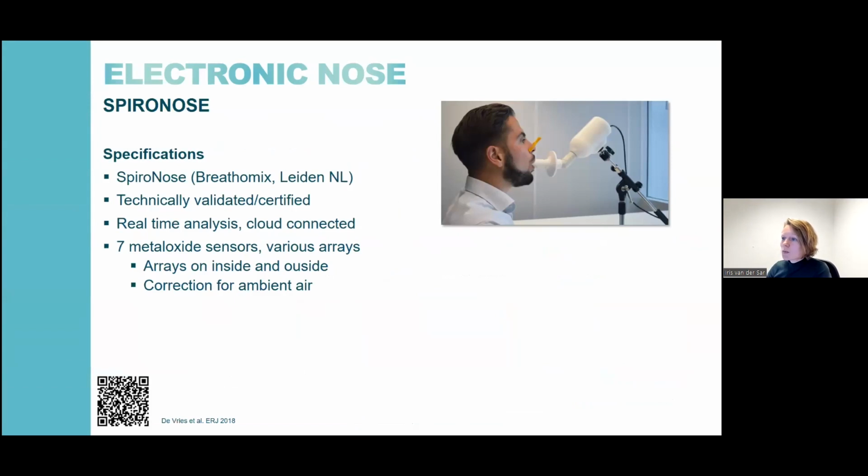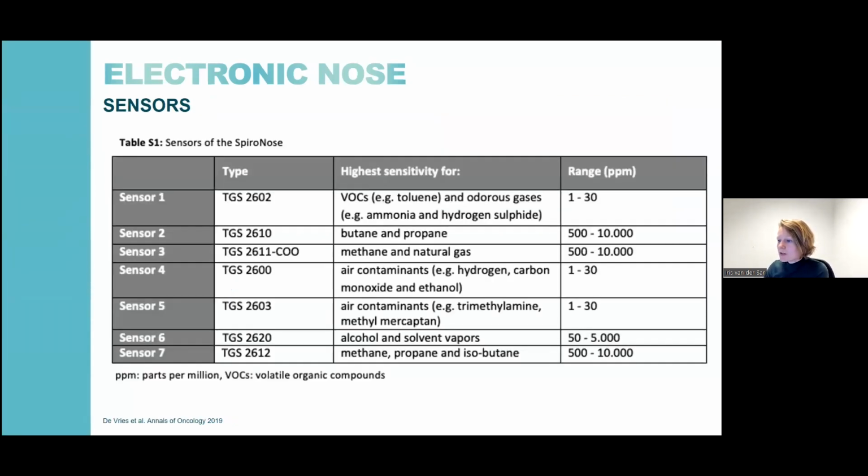So the electronic nose we use for research is a SpiroNose, which is manufactured in Leiden, here in the Netherlands, and is a technically validated and certified device. It's a real-time analysis tool. It's cloud connected, so it sends the data instantly and can provide results instantly. It contains 7 metal oxide sensor types in various arrays, and the arrays are present on the inside and the outside of the device, so it enables the correction for ambient air. Here you see what the sensors sense and what the range is of the sensors.